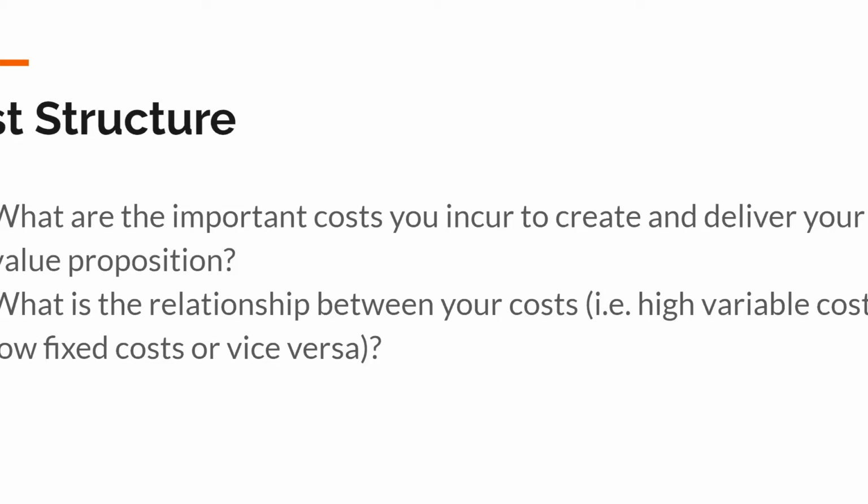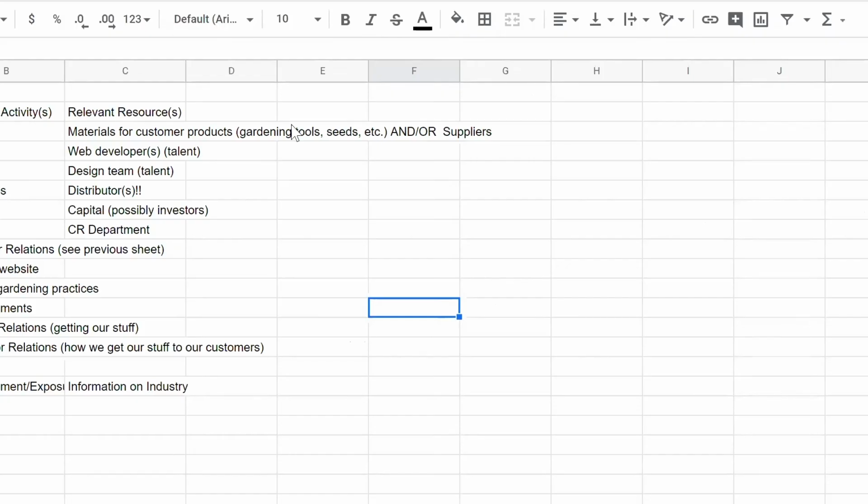And then another thing to think about is, what's the actual relationship between your costs? Do we have a high cost per unit sold, so high variable costs, and low fixed costs, so low general overhead, or is it the opposite? Does our product cost a lot of money to produce at the outset, but once we've paid those initial costs, it's super cheap to make a bunch of them? So those are the different aspects of cost structure to keep in mind.